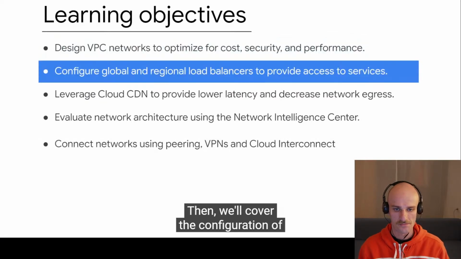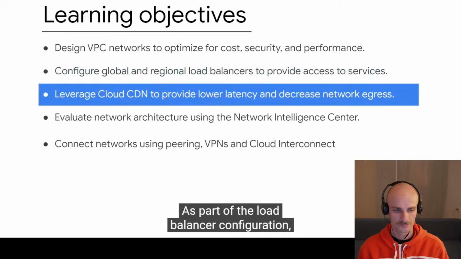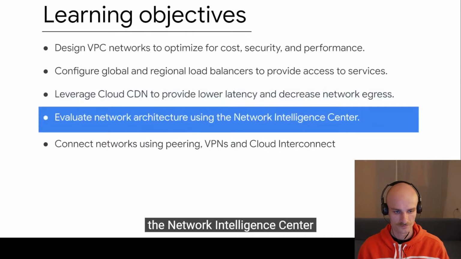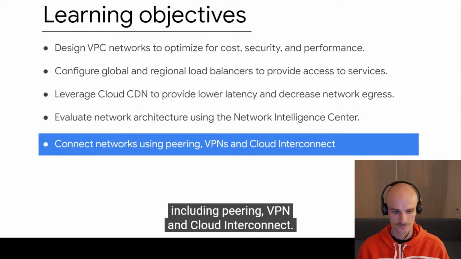Then we'll cover the configuration of global and regional load balancers to provide access to services. As part of the load balancer configuration, you can enable Cloud CDN to provide lower latency and decrease network egress, which ultimately decreases your networking costs. We will also introduce the Network Intelligence Center to evaluate your network's architecture and go over the network connection options, including peering, VPN, and Cloud Interconnect.